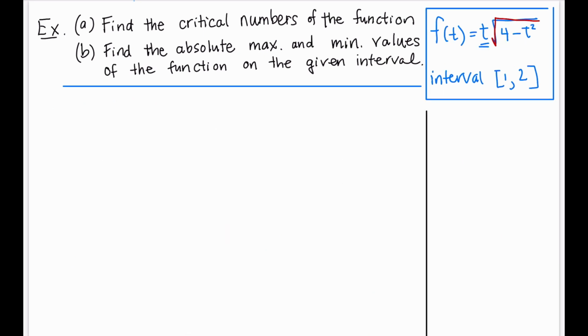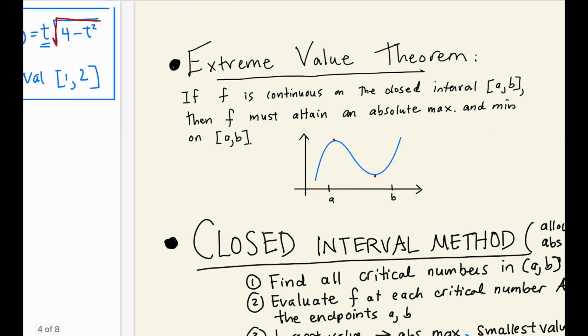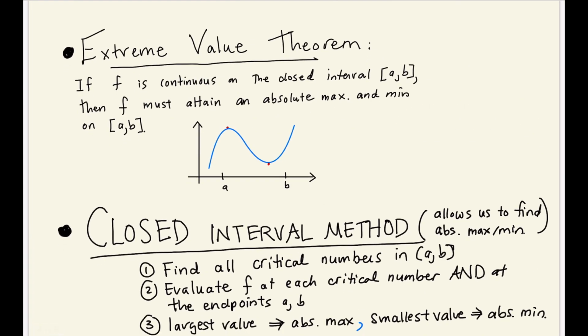Okay, so now let's do the second part of the question. Let's find the absolute maximum and minimum values of this function. If you recall in part A, we found that the critical numbers were positive or negative 2 and positive and negative root 2. So once again, we're going to use the extreme value theorem and the closed interval method.